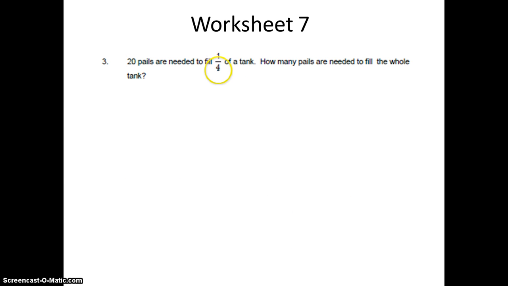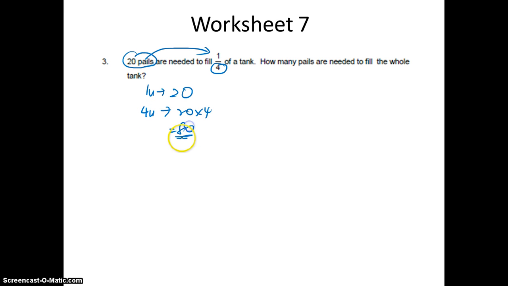20 pails are needed to fill 1/4 of a tank. So 20 pails is 1/4. So 1 unit is 20 pails. How many pails are needed to fill the whole tank? Whole tank is 4 units. So it's 20 times 4. Answer is 80 pails.